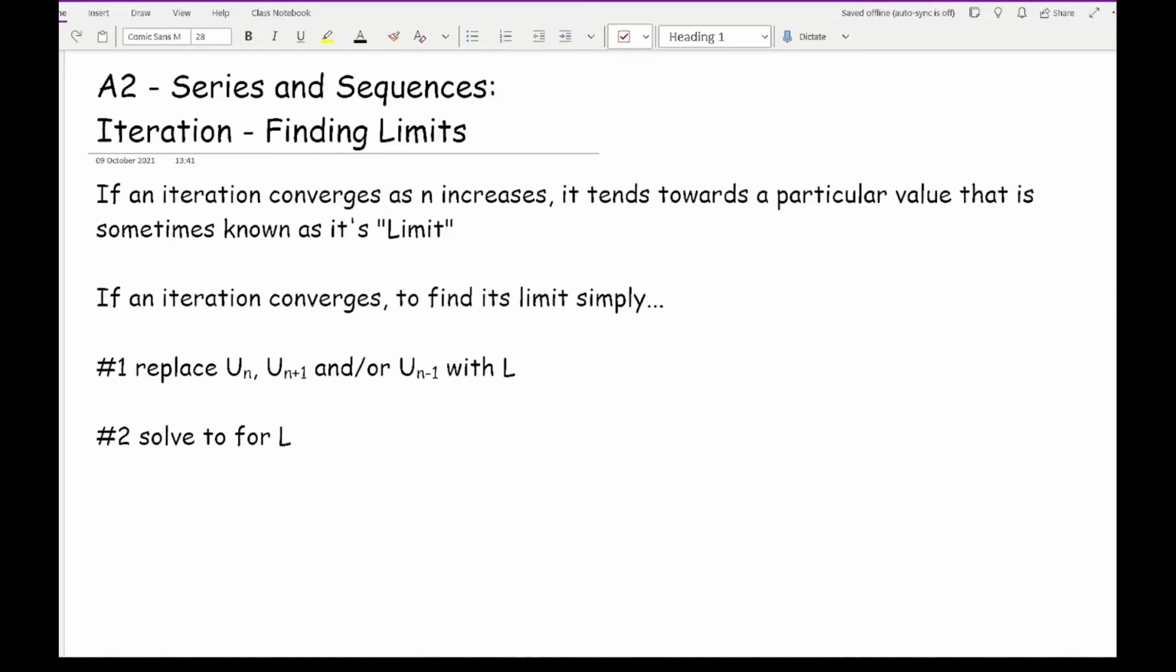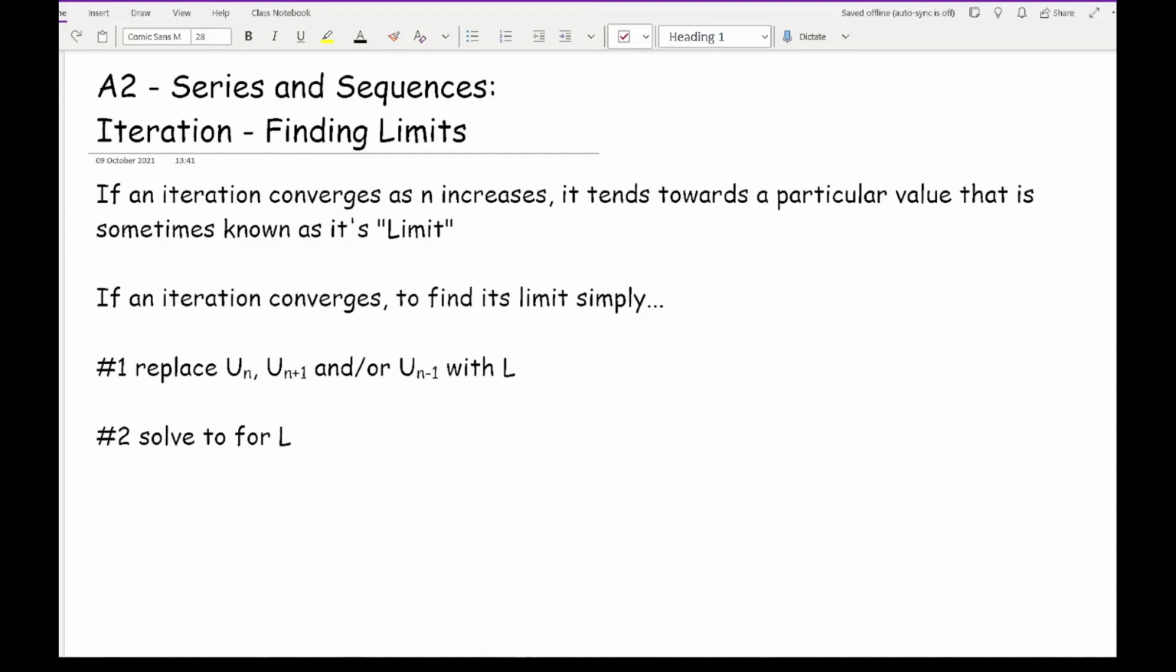Now, if an iteration converges as n increases, it tends towards a particular value that is sometimes known as its limit. Now, if an iteration converges, to find its limit, simply replace all the iteration parts, the u_n, the u_(n+1) and/or the u_(n-1), with the letter L, and then solve it for the letter L.